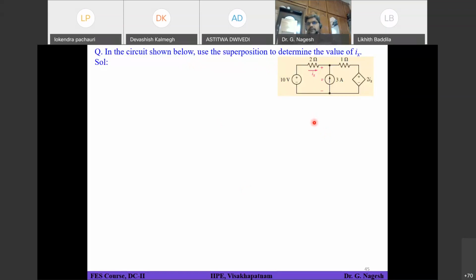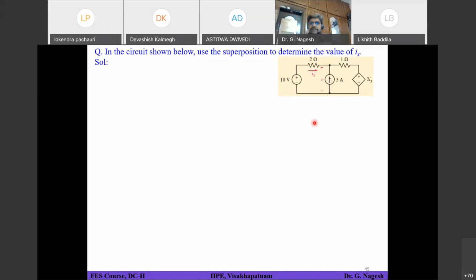So how many independent sources are there in the circuit? Two. So what are they? 10 volt and 3 ampere. A 10 volt independent voltage source and a 3 ampere independent current source.